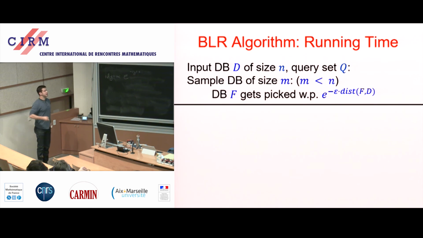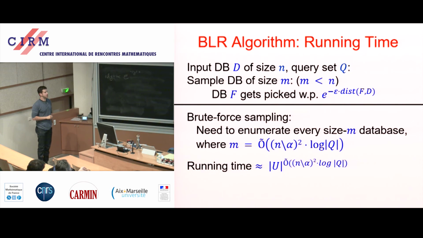Okay, and as was pointed out, the running time is really, really tremendously bad. So it's not just an exponential, it's sort of a double exponential. So it's the size of the universe to some polynomial in n.